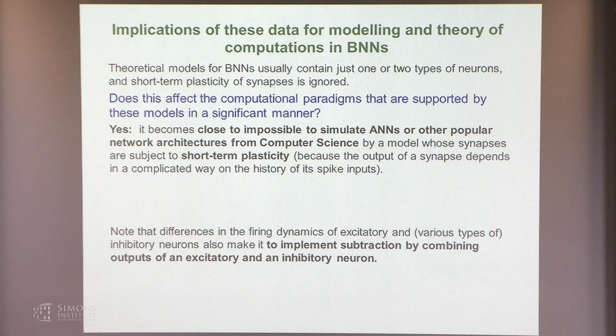So therefore, you don't simply have an excitatory neuron and get an inhibitory clone, which produces the same thing just with a negative sign as an output. I think this is really impossible with any realistic neural models.